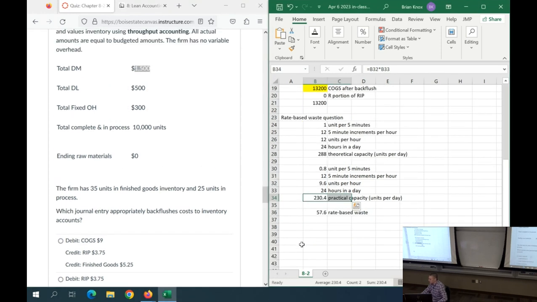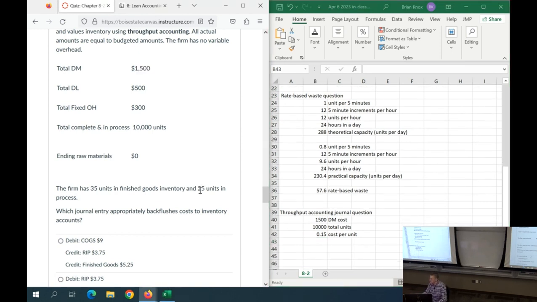So 1,500, this is a throughput counting journal question. 1,500 direct materials cost, 10,000 units. It's total units. And that just gives us a nice, easy 15 cents cost per unit. Maybe we're creating little plastic pieces that are just going to go into some manufacturing process later. We're just some small time manufacturer here of this little tiny piece. 15 cents per unit.